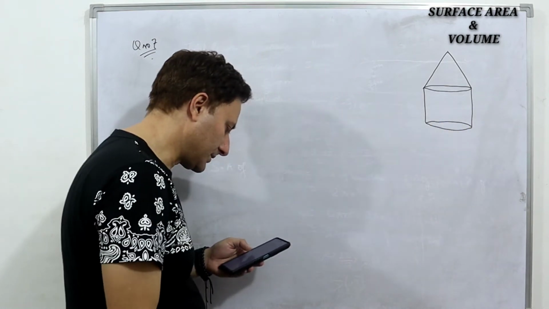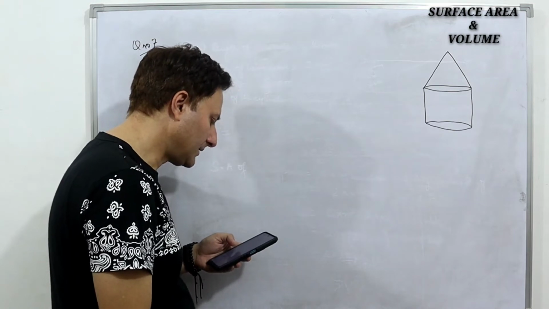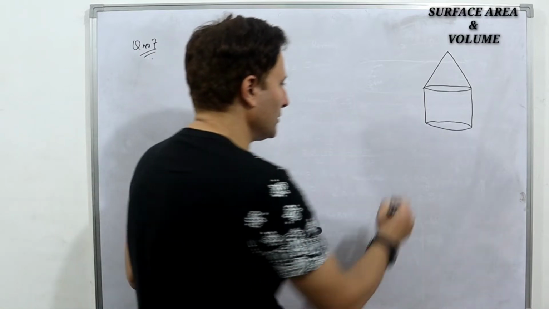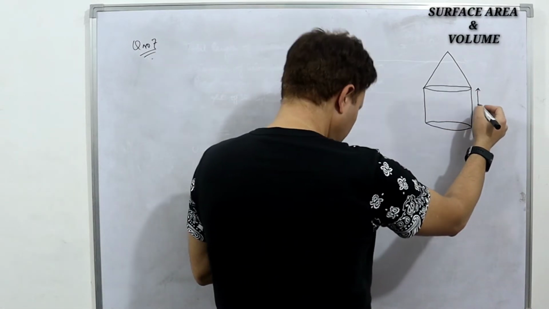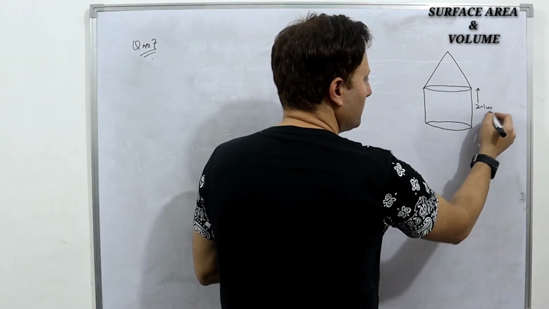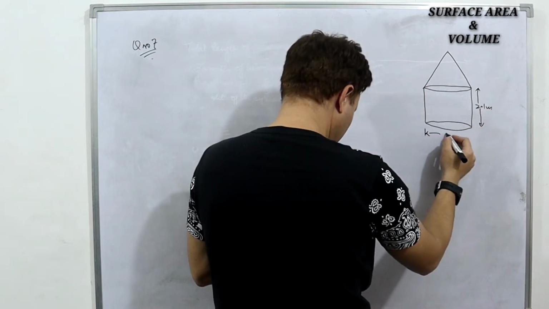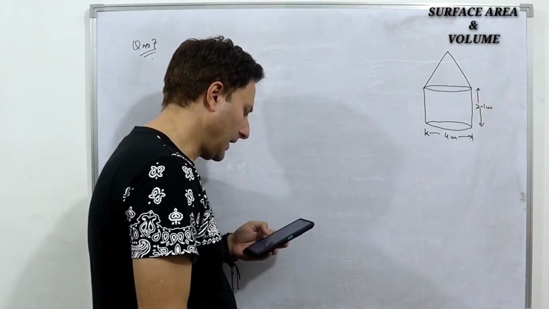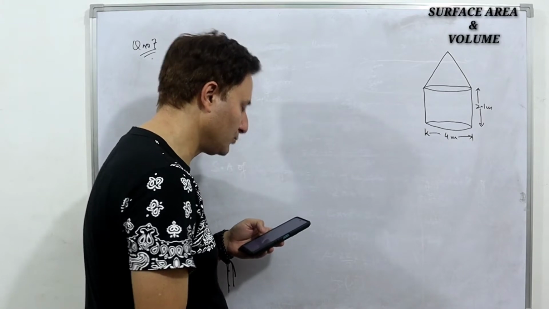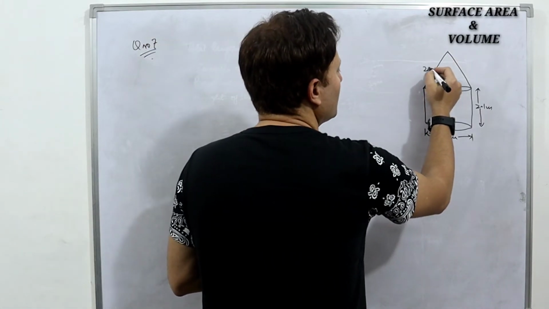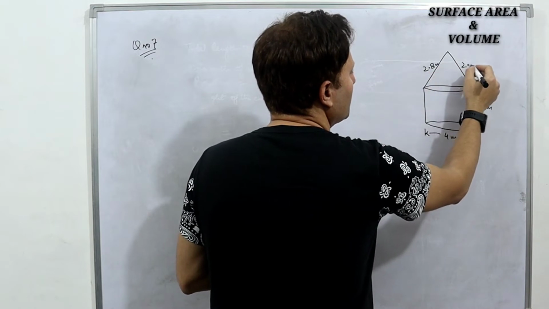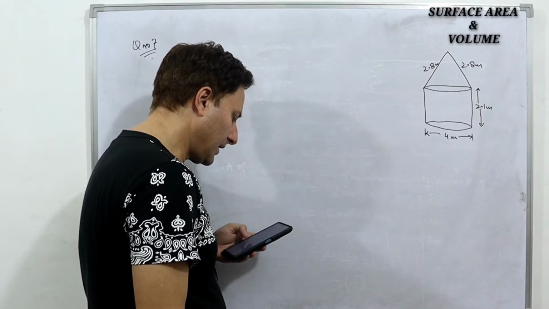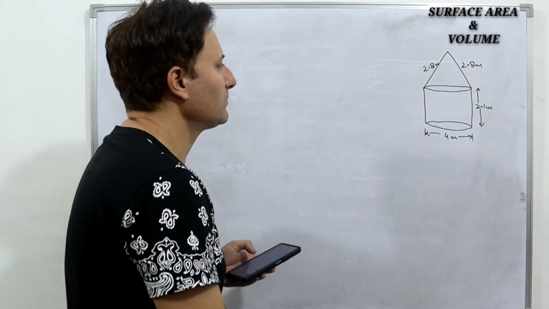Okay, now what else is given? The height and the diameter of the cylinder part are 2.1 meter and 4 meter respectively. So height is 2.1 meter and the diameter is 4 meters. And the slant height of the top is 2.8 meters. This is the slant height, so 2.8 meter. Even this will be 2.8 meter. And it asks to find the area of the canvas used for making the tent. So that we will see later.